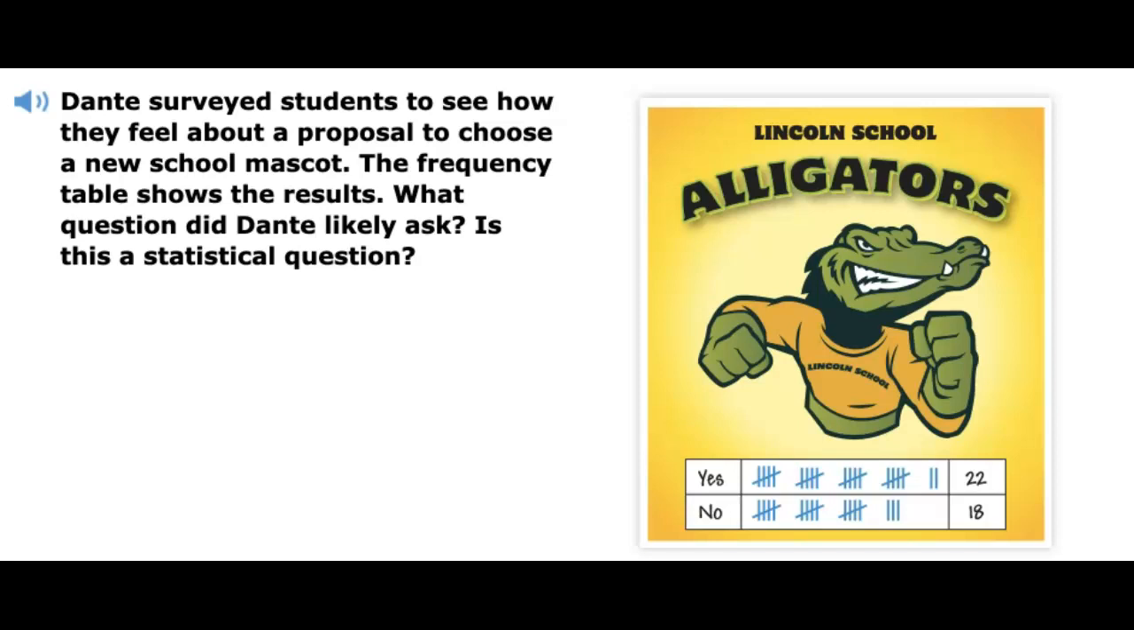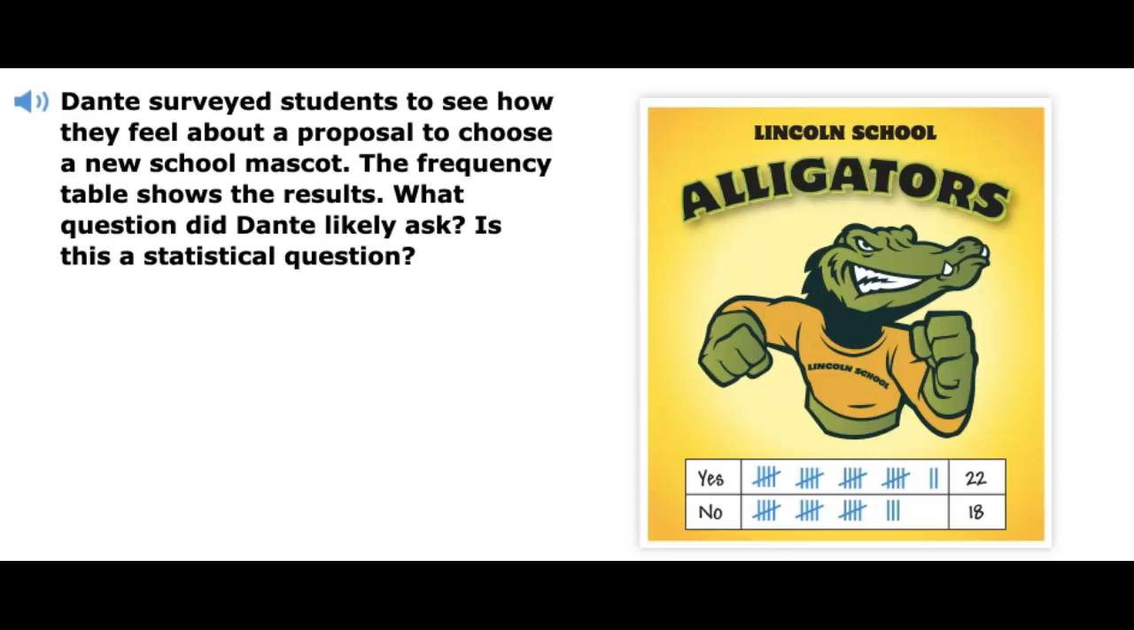I'm thinking he asked, like, do you agree with the proposal to make a new school mascot, yes or no? And I kind of don't think this is a statistical question because it only has 2 answers and that's not much of a variety. Like if I gave you an option between left and right, that's not a statistical question because you only have 2 options. No, I don't think that's a statistical question.